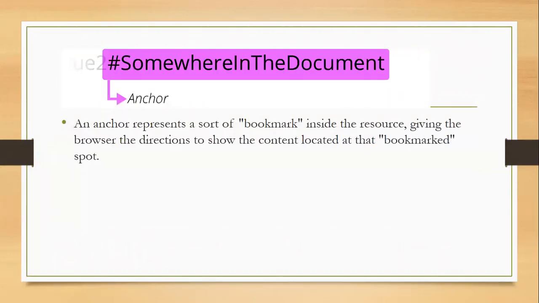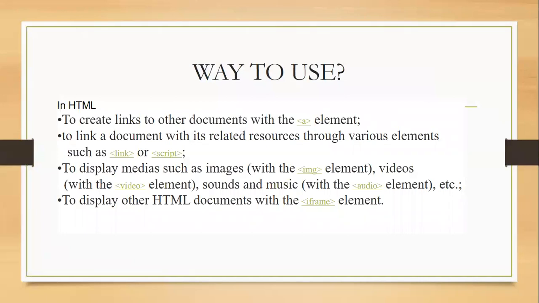After that, here it is the anchor tag, somewhere in the document, hashtag. Here an anchor represents a sort of bookmark inside the resource, giving the browser the direction to show the content located at the bookmark. It means, to mention any hyperlink, any link on a web page, we have to use an anchor tag. With the help of this, we can switch from one page to another page within a website or outside the website. It can be implicit or it can be explicit. So this is all about URL.